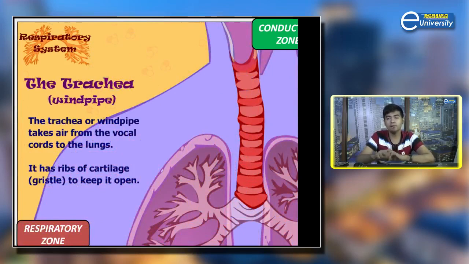Next is the windpipe, also known as the trachea. So the trachea or windpipe takes air from the vocal cords into the lungs. It has rings of cartilage to keep it open. So those are the organs or components of the conducting zone.